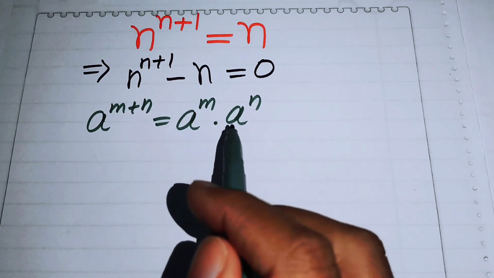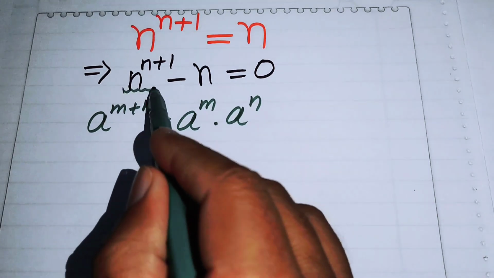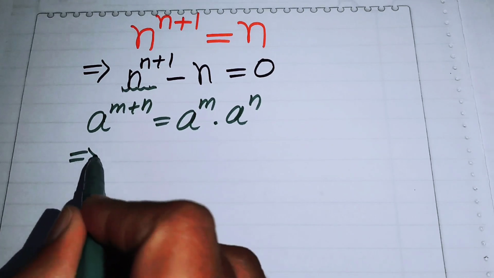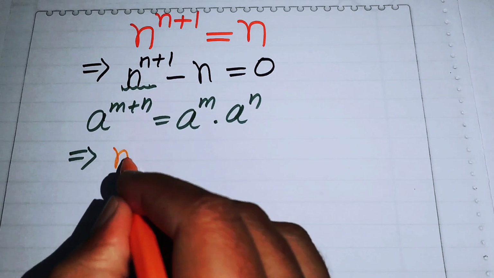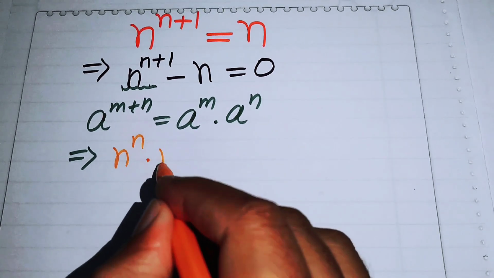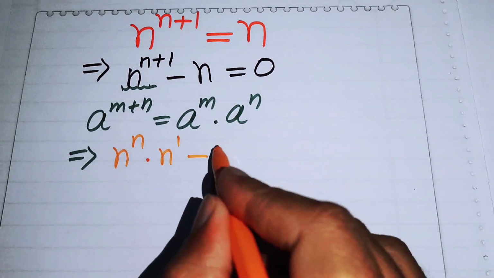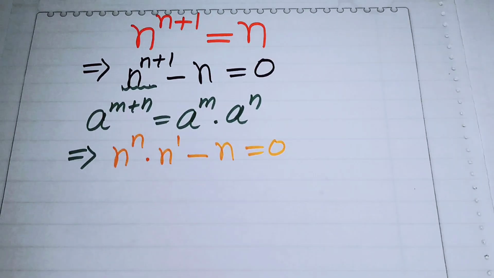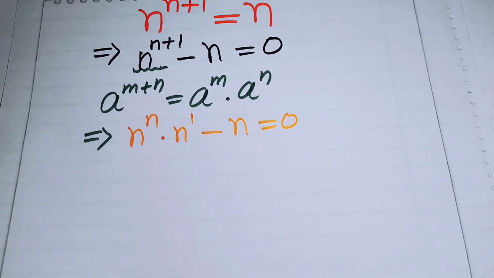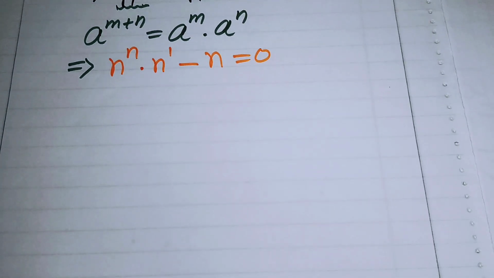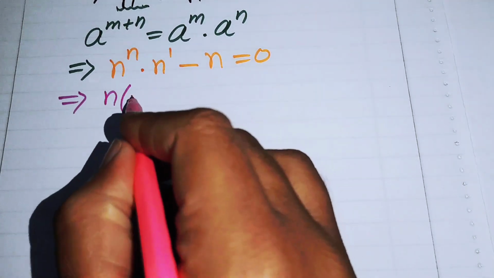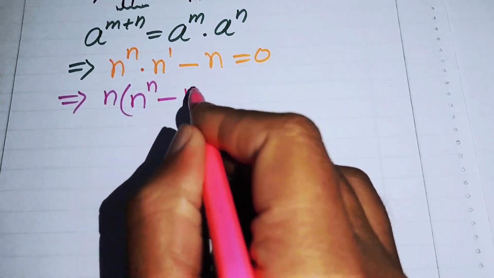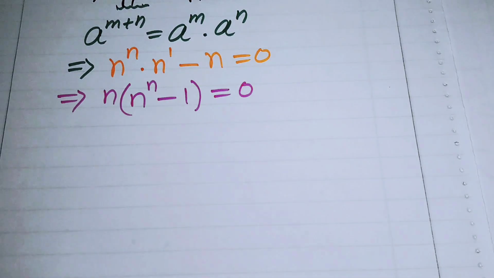Now we use this exponential law and break the exponent of this term, and you will get the output in the form of n to the power of n into n to the power of 1 minus n equals 0. In the next step you will see we have n as the common term in both of the factors. Then you just take the common n, and you get the output in this form: n times n to the power of n minus 1 equals 0.